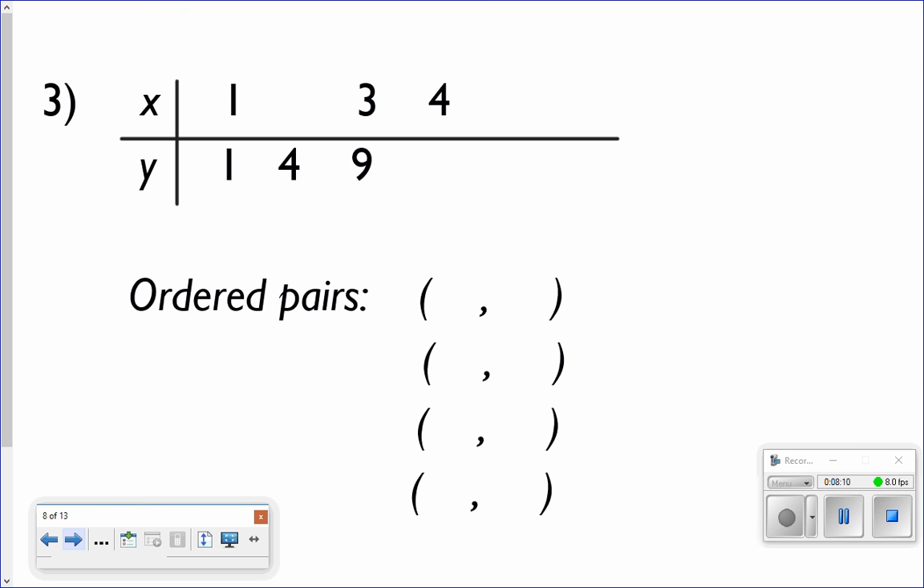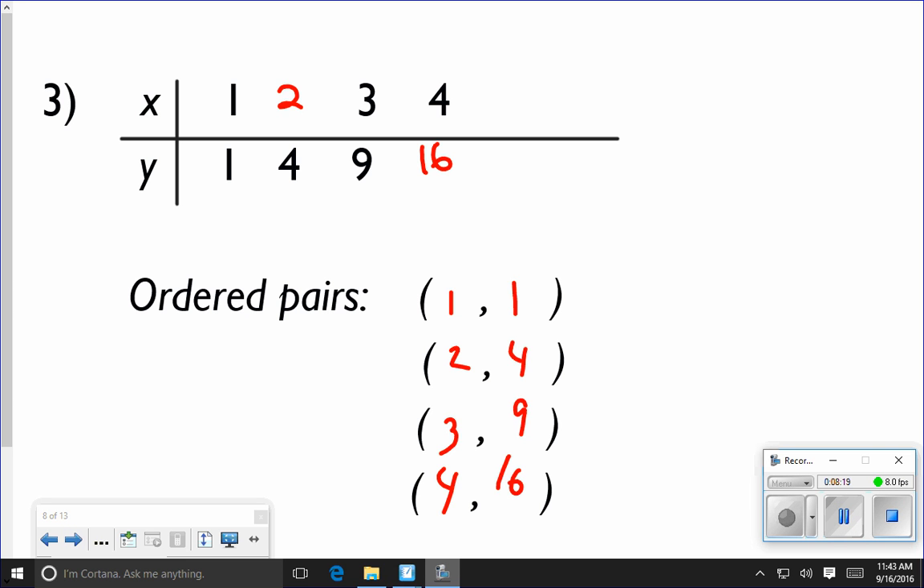Another example, why don't you pause the video and try this yourself. Okay, so pause it now. Okay, so how'd you do?